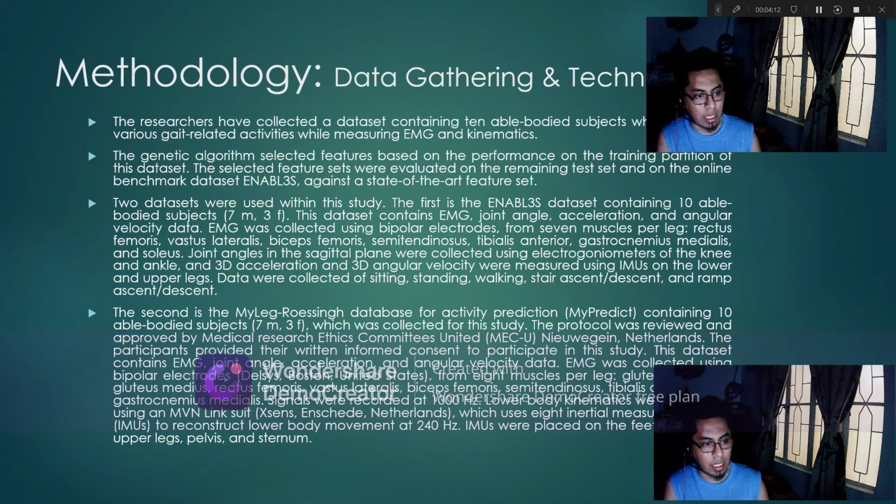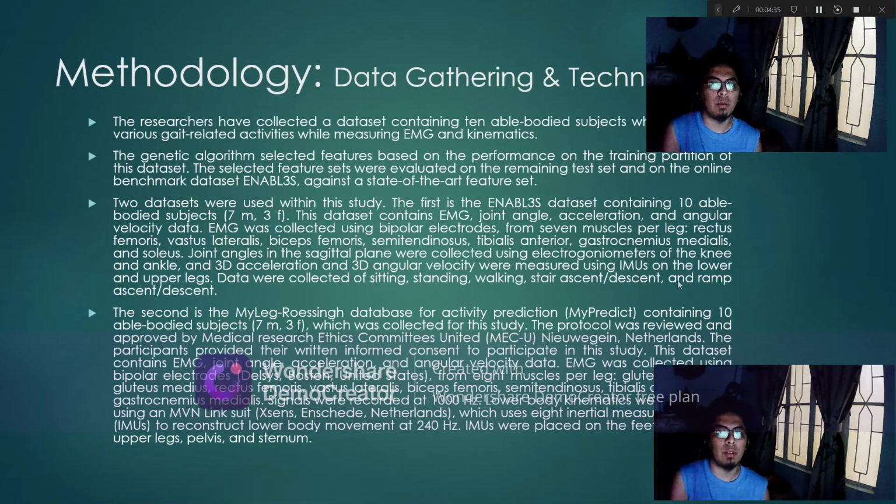The dataset contains EMG, joint angle, same again. Technical terms when it comes to physical therapy. EMG was collected using bipolar electrodes, along with the signal frequency. So lower body kinematics were collected using an MVN Link suit, which uses 8 inertial measurement units.